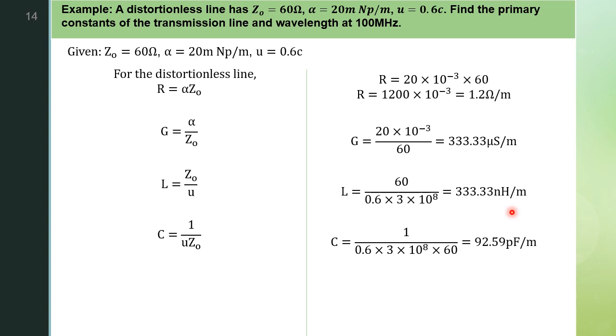Now we need to determine wavelength at 100 megahertz. When you consider the expression for wavelength, we know velocity is equal to frequency into wavelength. We already know velocity as well as the frequency. So we can determine the wavelength as U by F. So we will get it as 1.8 meters. So this problem is using the concept of distortionless transmission line to determine the four primary constants of transmission line, that is R, L, G and C.